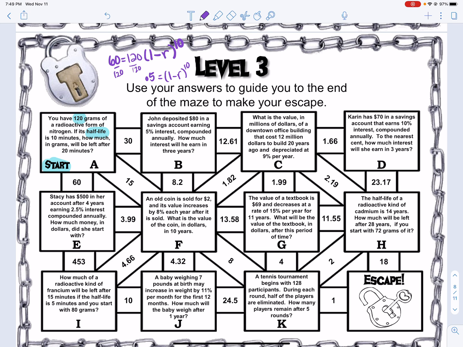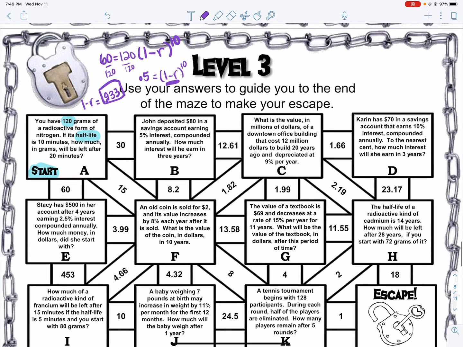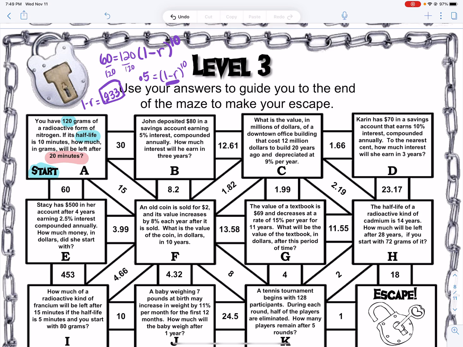but you've done 10th roots. We just finished doing this. So I'm going to do the 10th root of 0.5, and my answer is 0.933. So that means that my rate right here is 0.933. So my 1 minus r is equal to 0.933, right? So that's not the answer to the question, because the question says, how much will be left after 20 minutes?